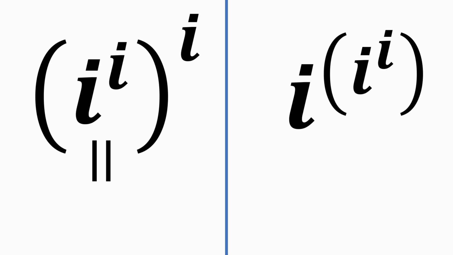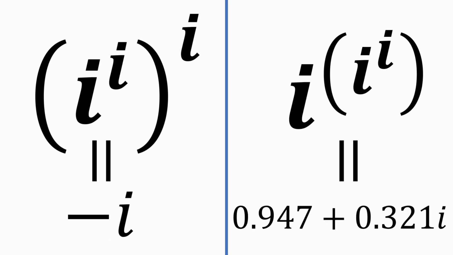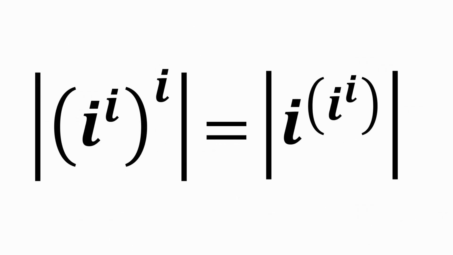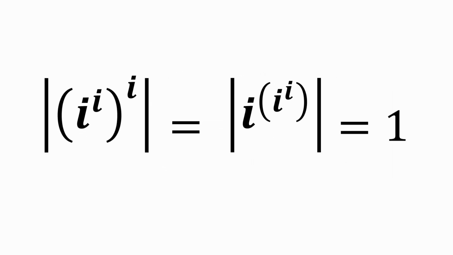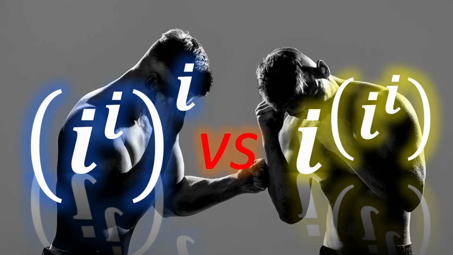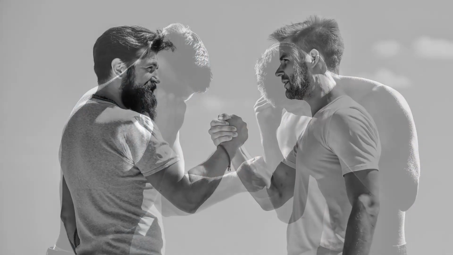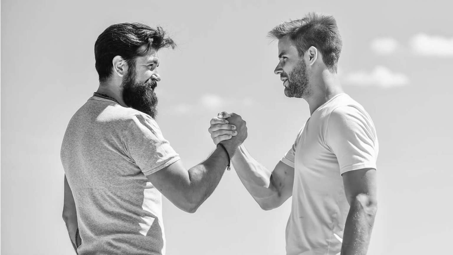So to summarize, although the two expressions have different values, the modulus of each is identical. And we just showed it's equal to 1. And that means they are the same distance away from the origin on the complex plane, so that's going to bring this epic battle to a close. Which means that our dueling powers of i will have to settle for a peaceful tie.